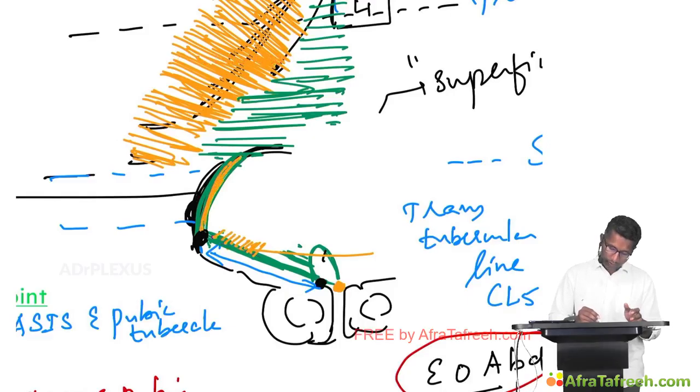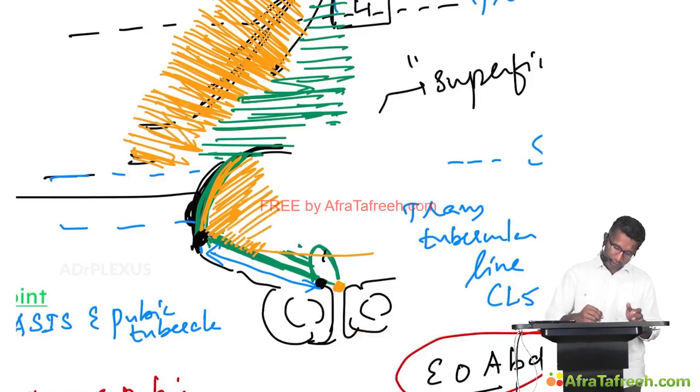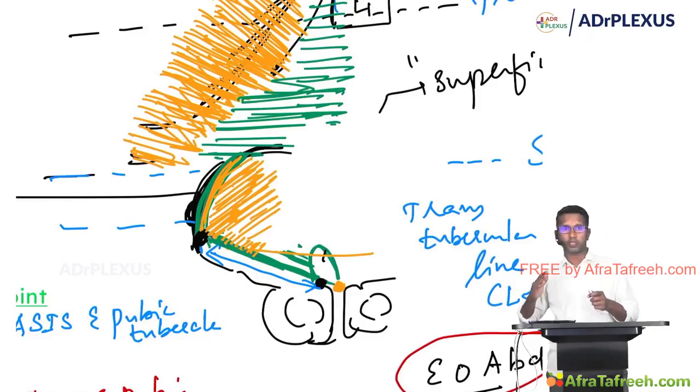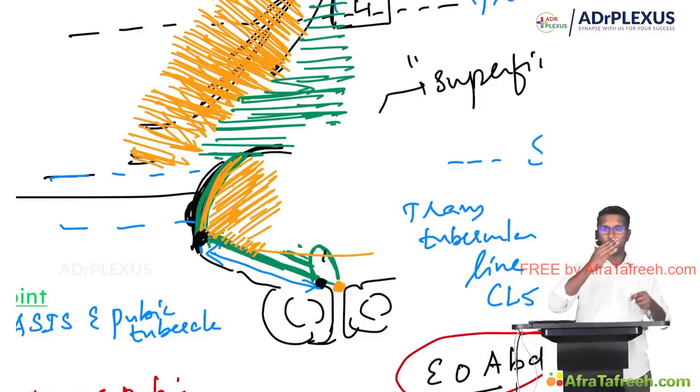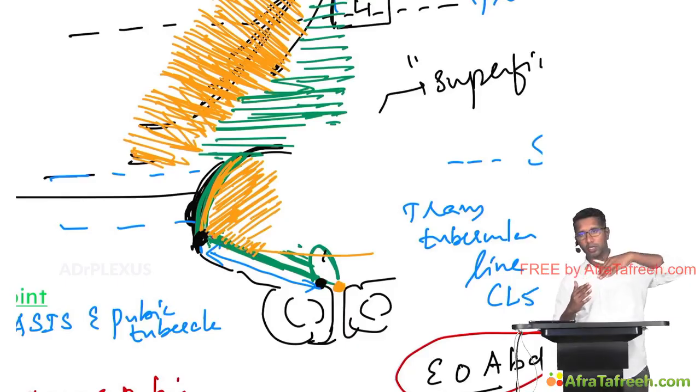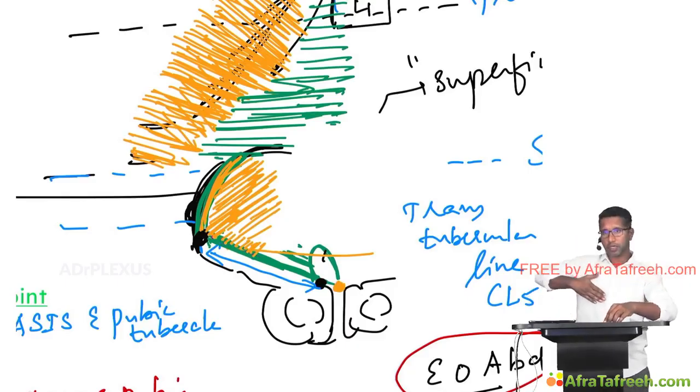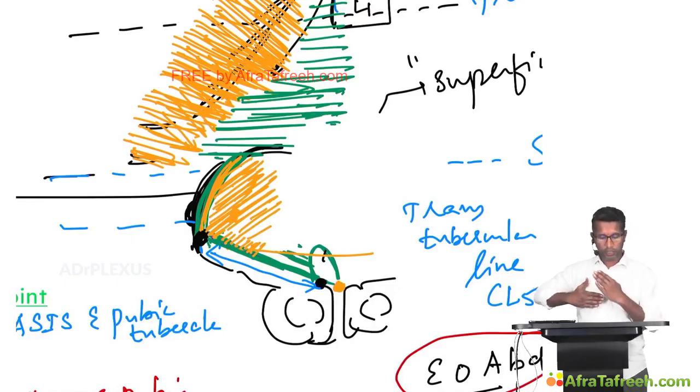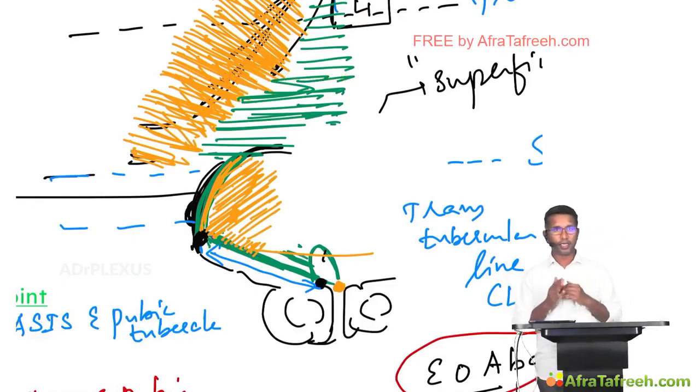and from the anterior 2/3 of the iliac crest, there is a muscle which arises and runs in a direction opposite to the external oblique abdominis muscle. See here, the external oblique abdominis muscle fibers run downwards like this, whereas this muscle runs upwards and medially. So the internal oblique abdominis muscle is running exactly in the opposite direction.